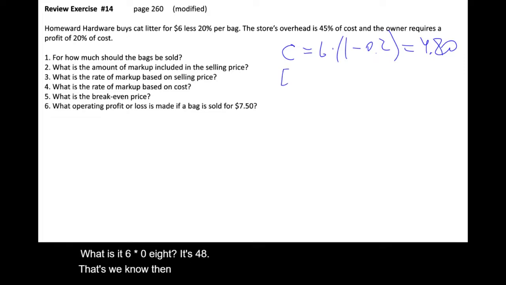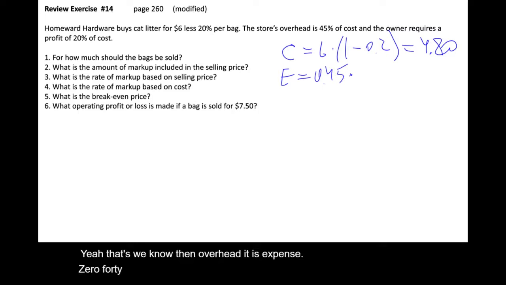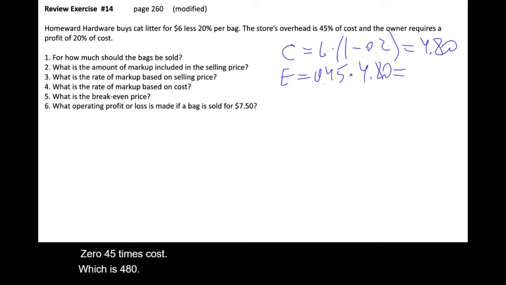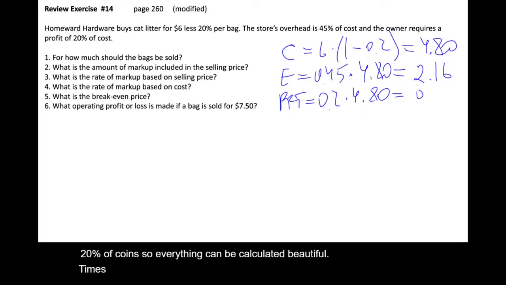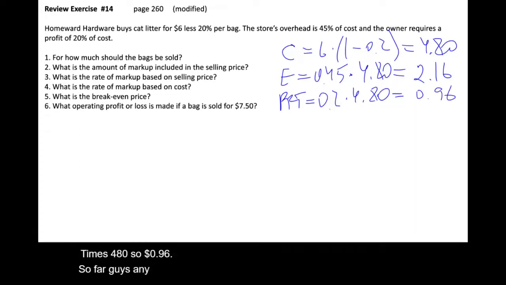Then overhead, it is expense, 0.45 times cost, which is 4.80, right? So 2.16. And profit, 20% of cost. So everything can be calculated. Beautiful. 0.2 times 4.80, so 96 cents. So far, guys, any questions?